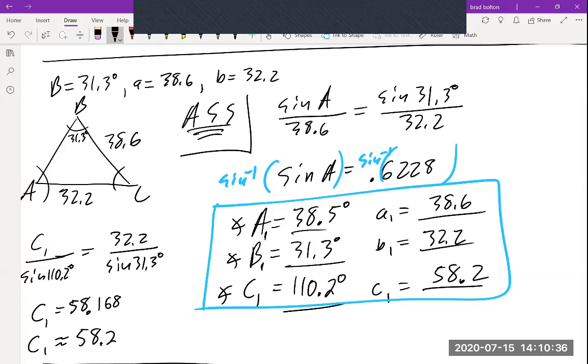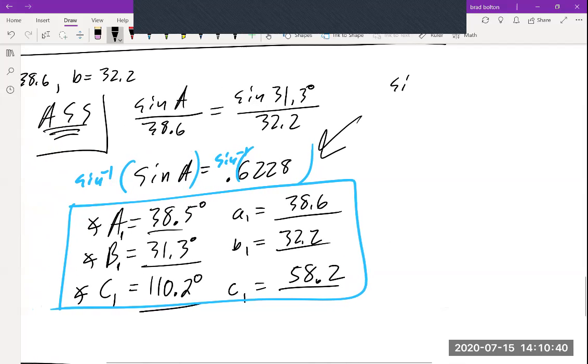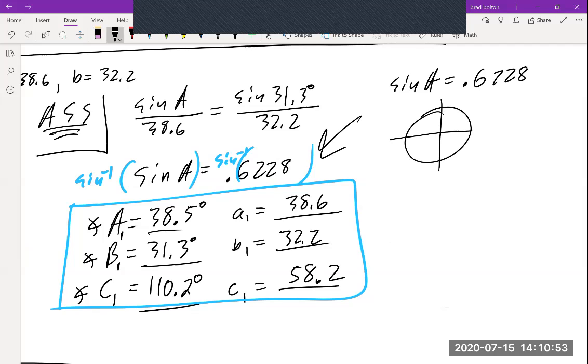But here's the problem. Way back in this step, when I said the sine of A was worth 0.6228-ish, if I round it off, it was 0.622775 and so on. Technically, if you think about your unit circle, where was sine positive? Sine is positive here, and sine is also positive here. So I have to see if there's another angle that would have created that similar value.